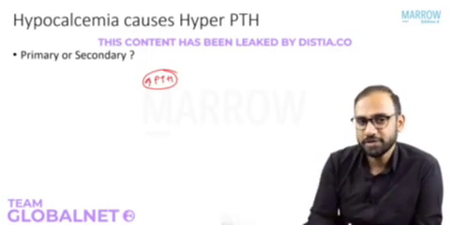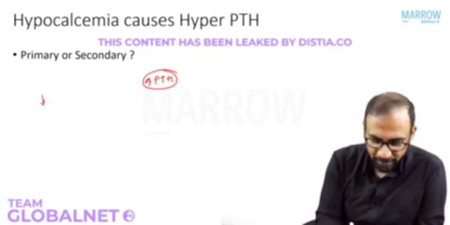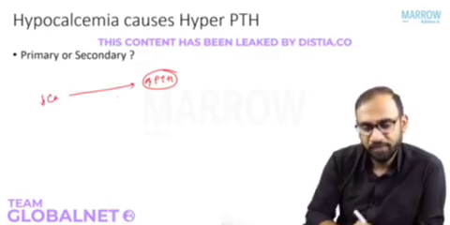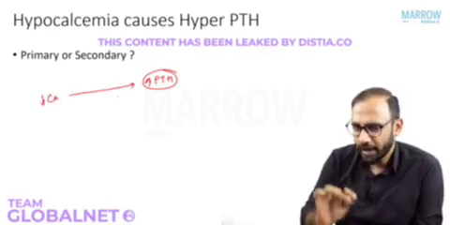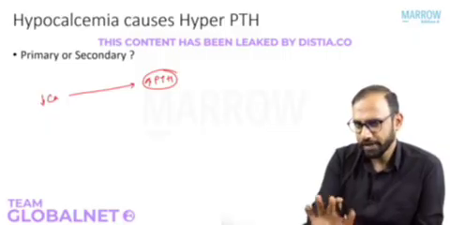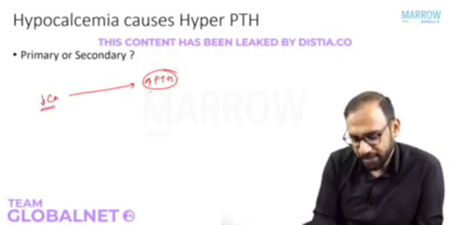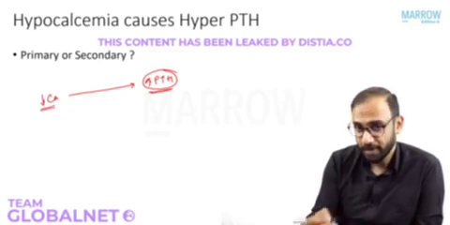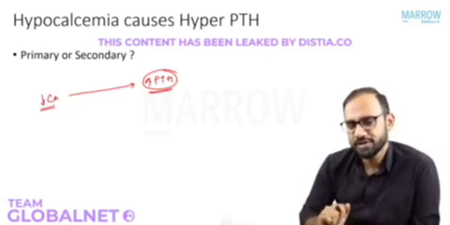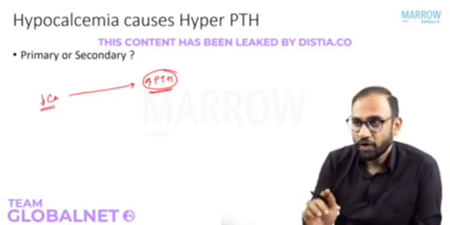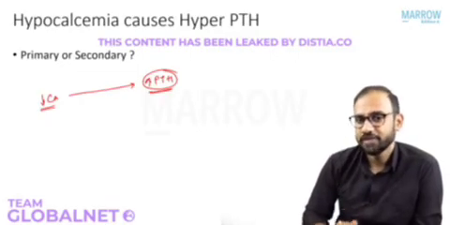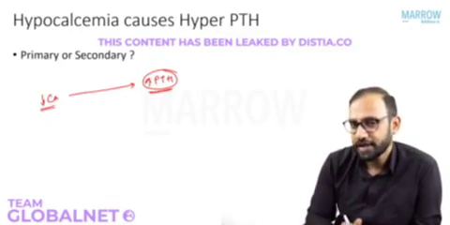So what is the trigger for this parathyroid hormone secretion? I've told you, decrease in calcium. So hypocalcemia is the trigger for hyperparathyroidism. Okay, right. Now let me ask you this. Whenever there is hypocalcemia and PTH secretion is increased, we call it hyperparathyroidism. What type of hyperparathyroidism is this? Is this primary or is this secondary? Think. Is this primary or is this secondary?